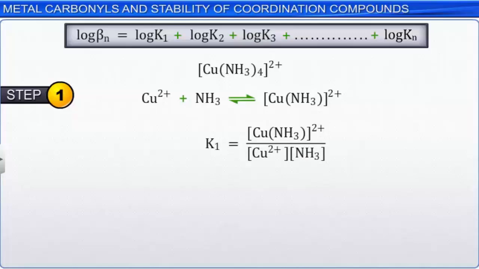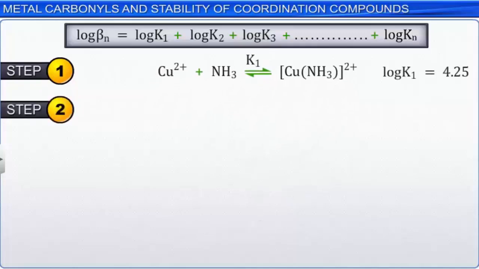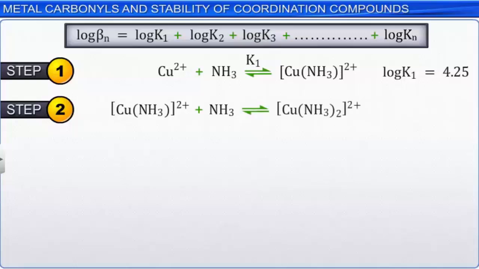The second step can be written as [Cu(NH3)]2+ plus NH3 in equilibrium with [Cu(NH3)2]2+. The stability constant for this step may be written as the concentration of [Cu(NH3)2]2+ divided by the product of the concentrations of [Cu(NH3)]2+ and NH3. Its value is log K2 equal to 3.61. The other two steps of the addition of ammonia ligands and their stepwise stability constants are as shown.